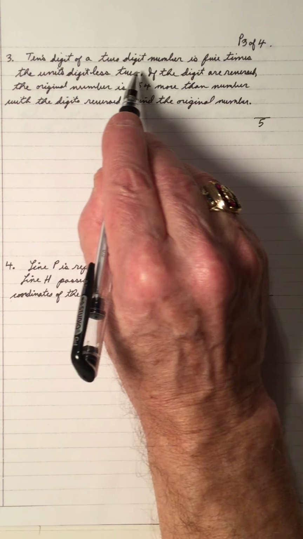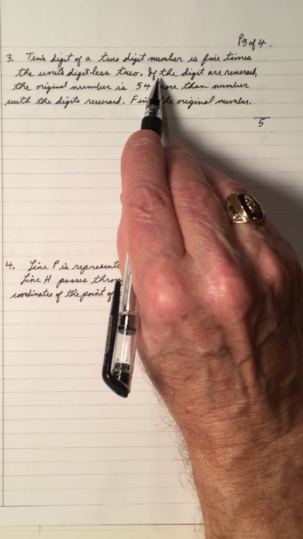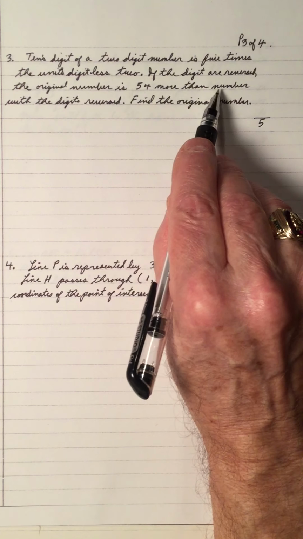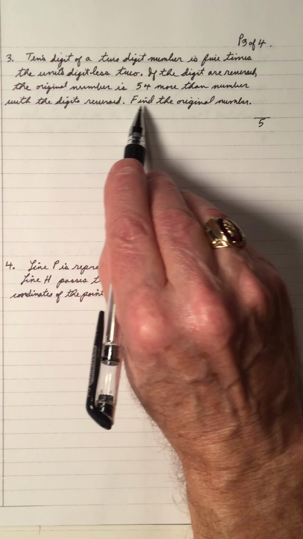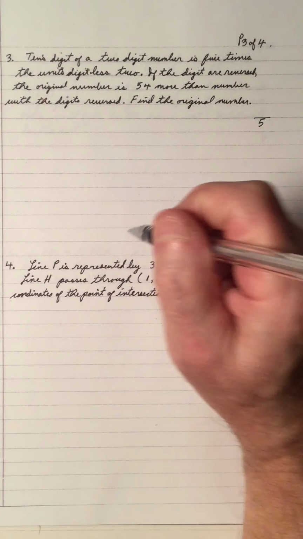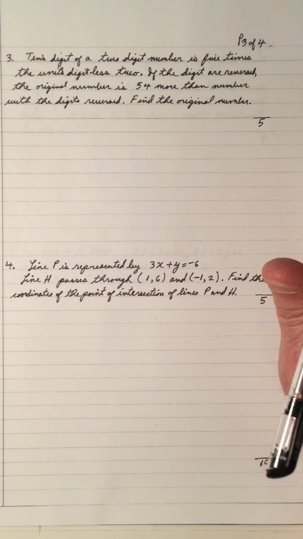The tens digit of a 2-digit number is 5 times the units digit less 2. If the digits are reversed, the original number is 54 more than the number with the digits reversed. Find the original number. Now remember, to do these, you should have reviewed the video on digits of 2-digit numbers.